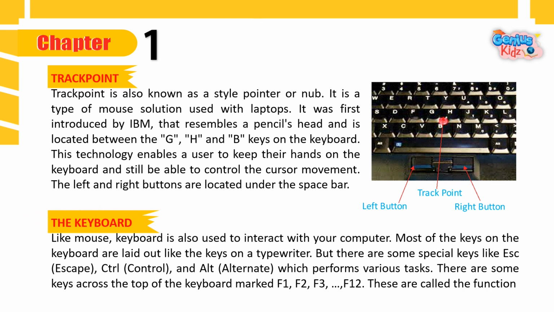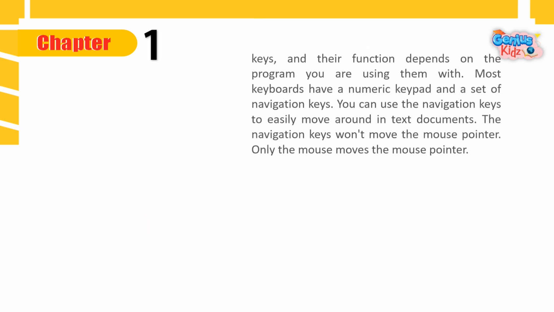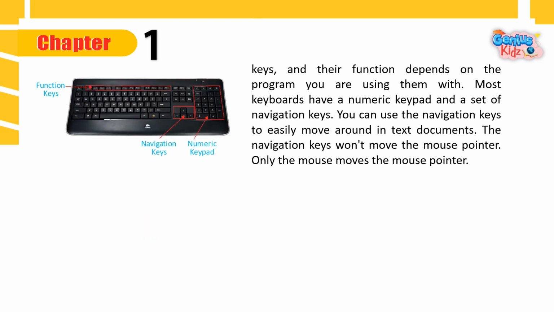The keyboard. Like the mouse, the keyboard is also used to interact with your computer. Most of the keys on the keyboard are laid out like the keys on a typewriter. But there are some special keys like Escape, Control, and Alt (Alternate), which perform various tasks. There are some keys across the top of the keyboard marked F1, F2, F3 to F12. These are called the function keys, and their function depends on the program you are using them with.